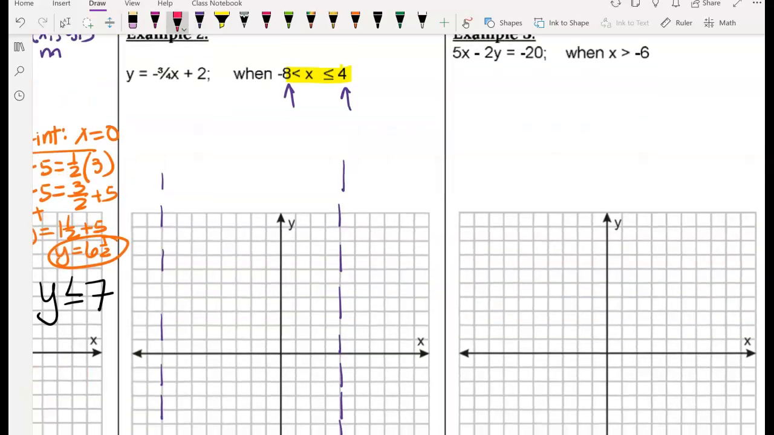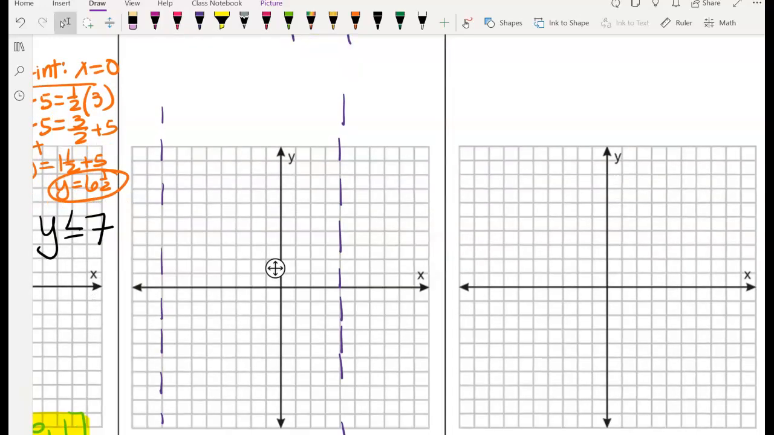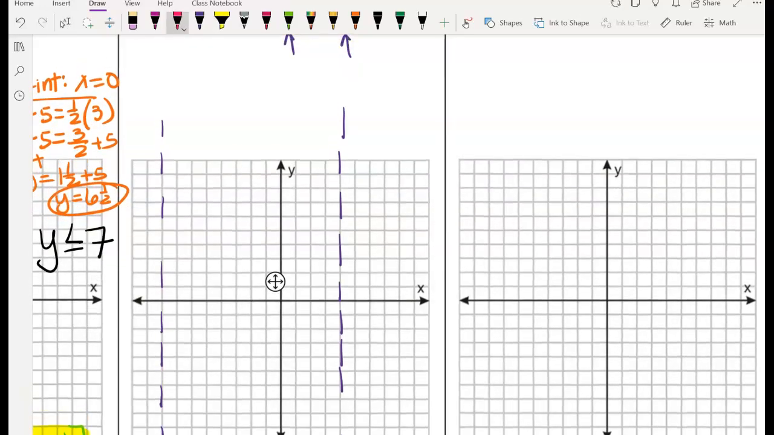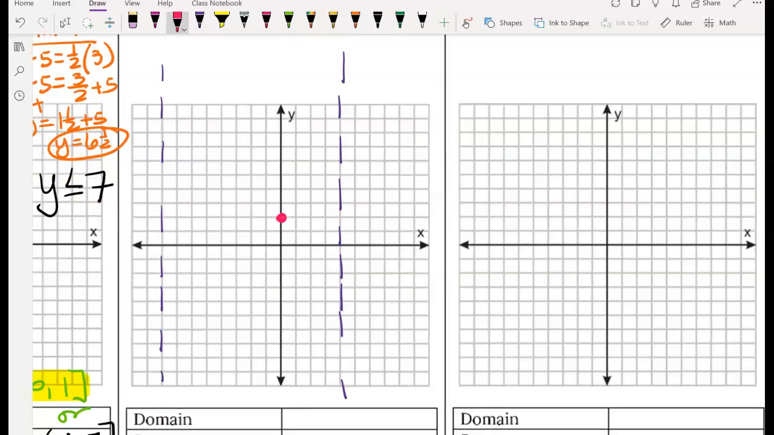You can start graphing it normally by going up at the y-intercept at 2. Go up at 2. And your slope, guys, is negative 3 over 4, so go down 3 over 4. I'm going to erase anything that's not in the middle of negative 8 and 4 in a little bit, but I am going to go beyond it.